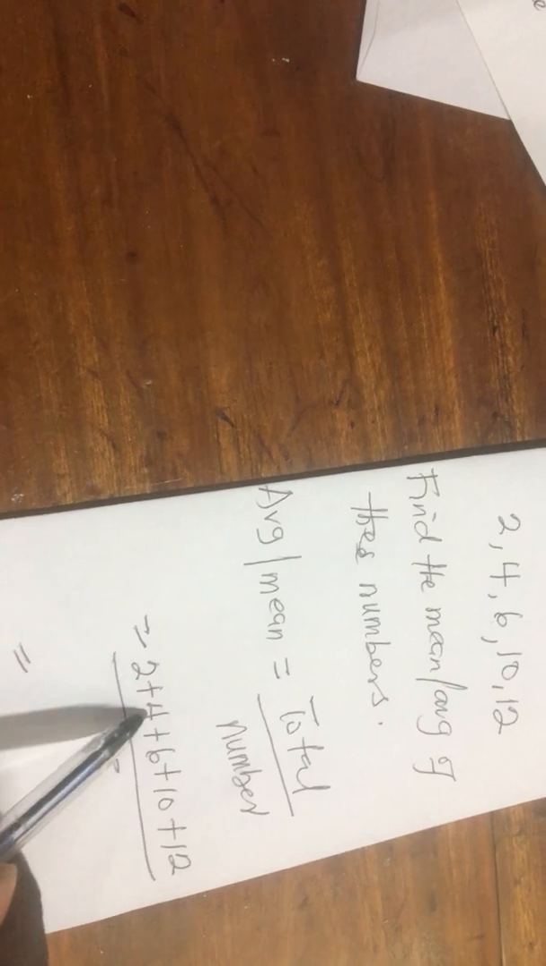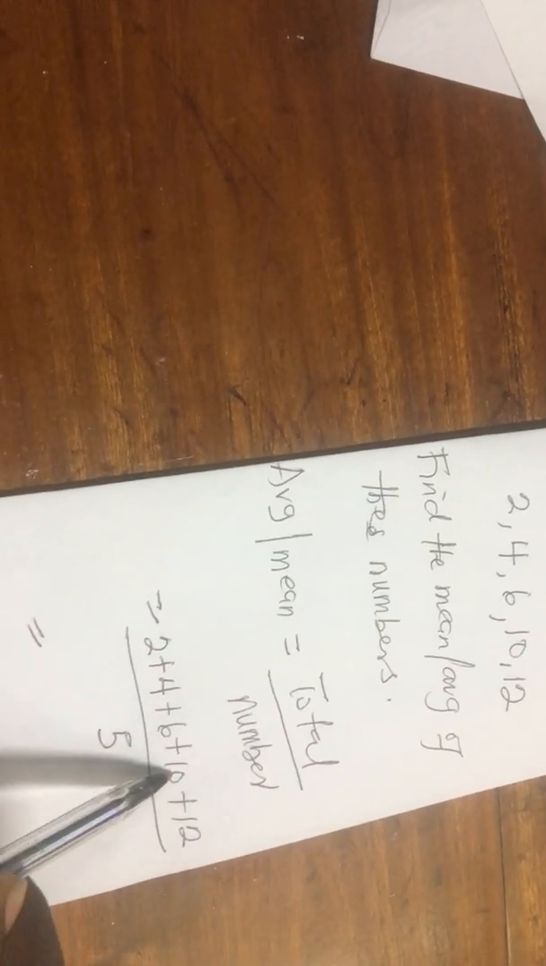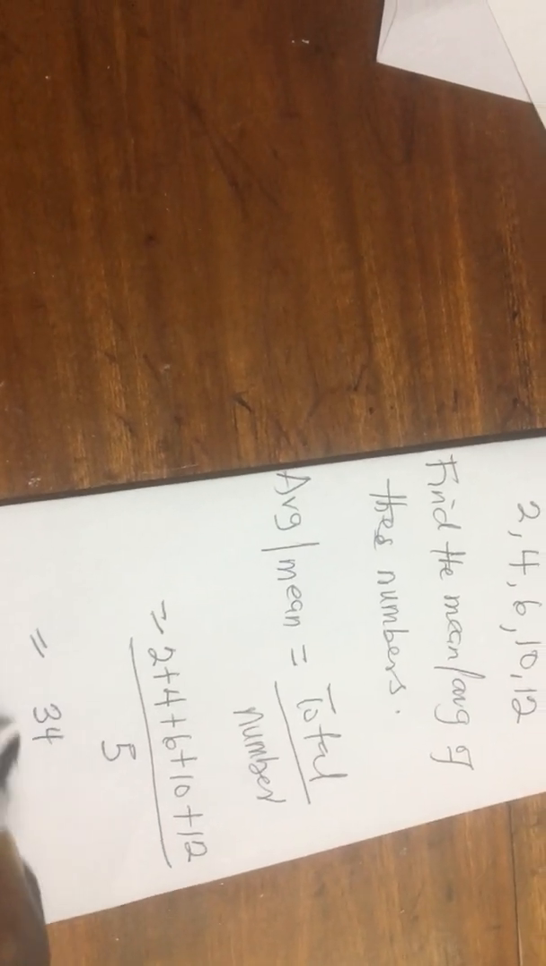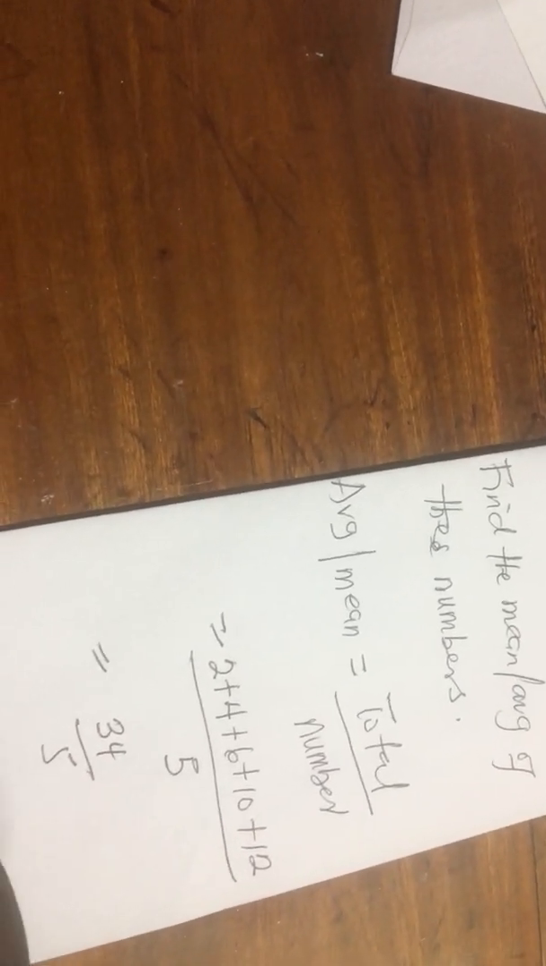So let's add 2 plus 4, 6. This is 12, 22, 34. So 34 divided by 5. And so 34 divided by 5 is 6.8. And so the average of these numbers is 6.8. So when you have to find the average, make sure you know your total divided by the number.